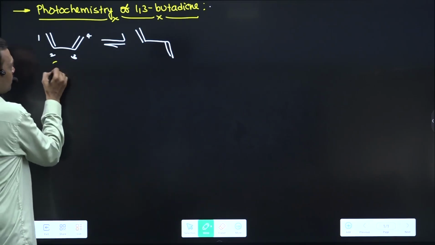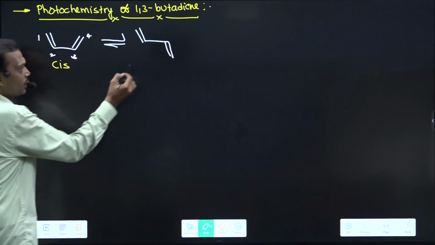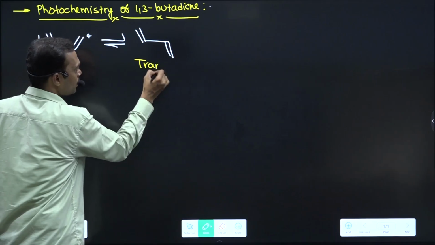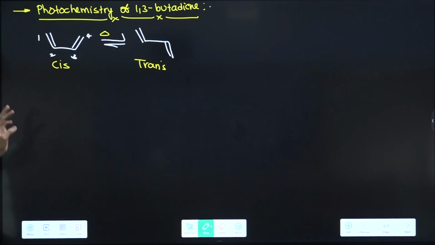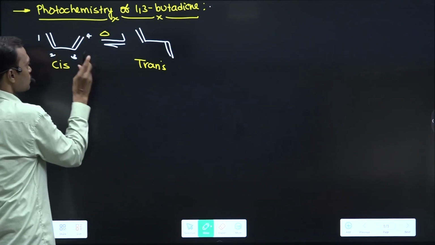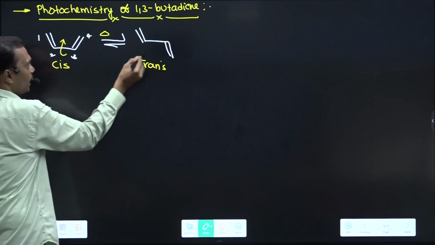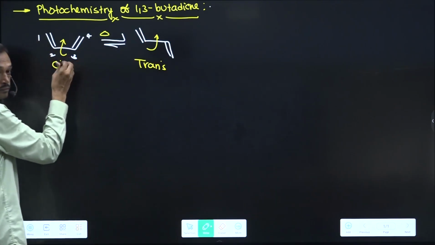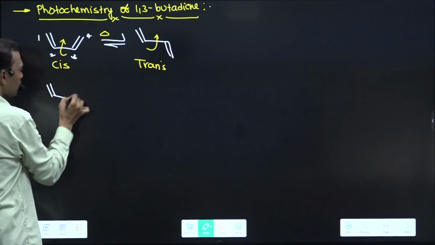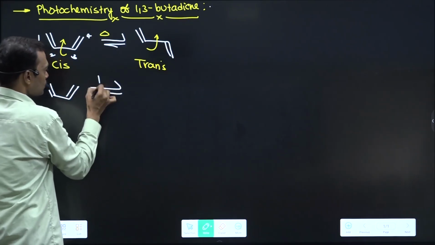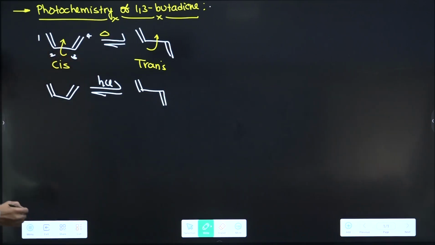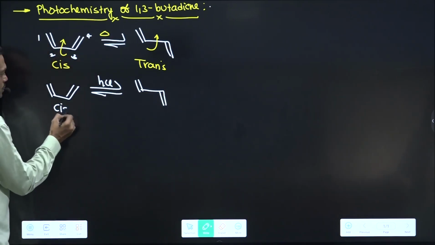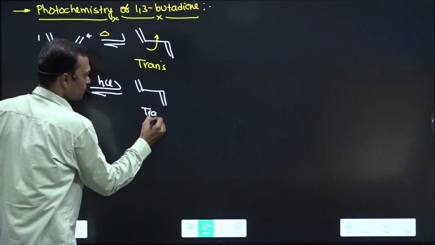So normally this is called cis 1,3 butadiene, and what is this? This is called trans 1,3 butadiene. So thermally it is possible, but photochemically not possible. Thermally we can convert cis isomer to trans isomer, meaning I can rotate this bond to get this one. But the same molecule, photochemically, photochemical interconversion does not exist. Photochemically we can't convert cis isomer to trans isomer.